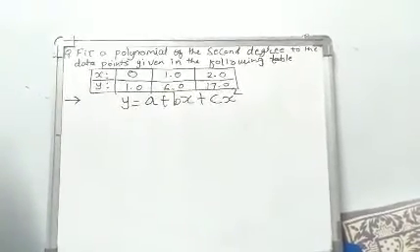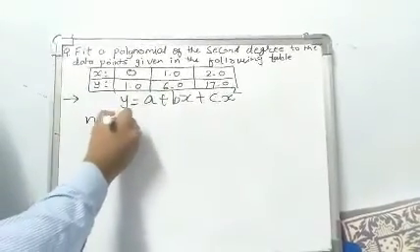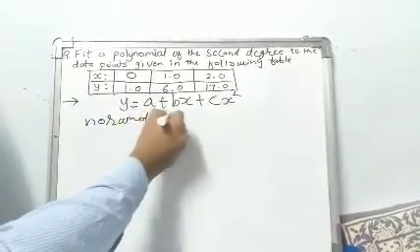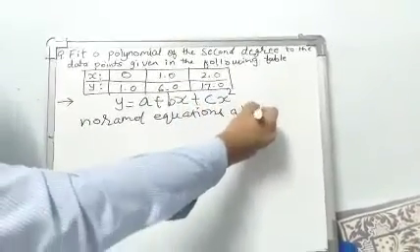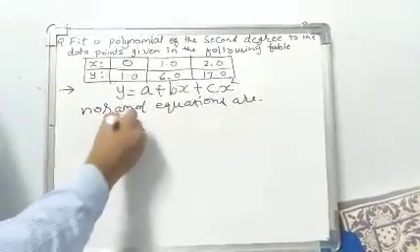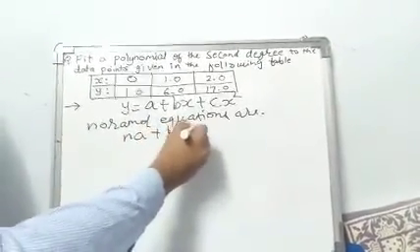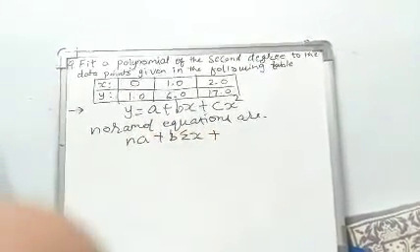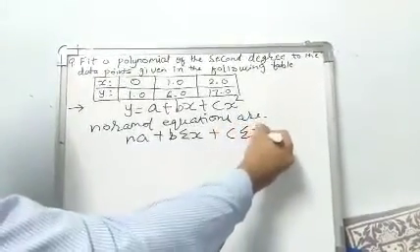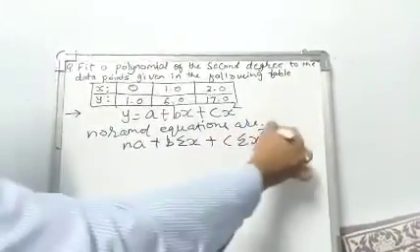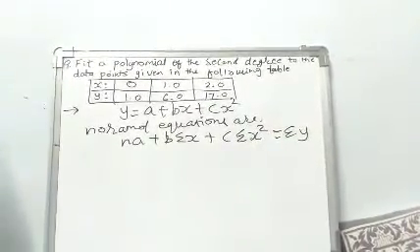So the normal equations are: na plus b summation of x plus c summation of x square is equal to summation of y. This is our first equation.